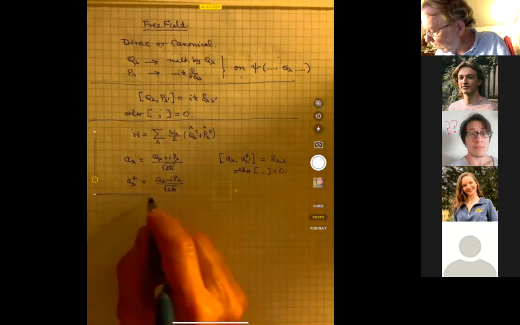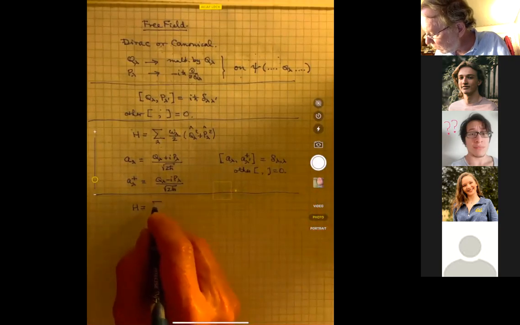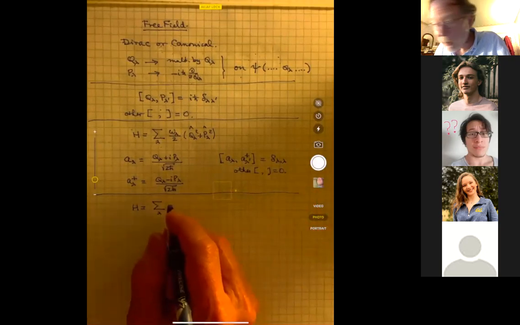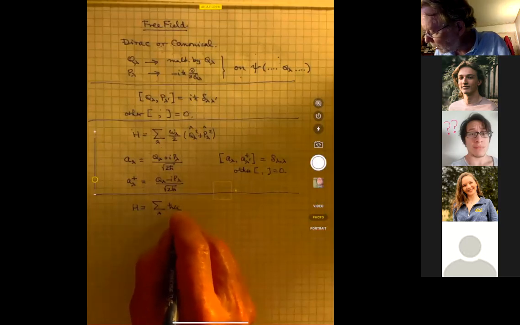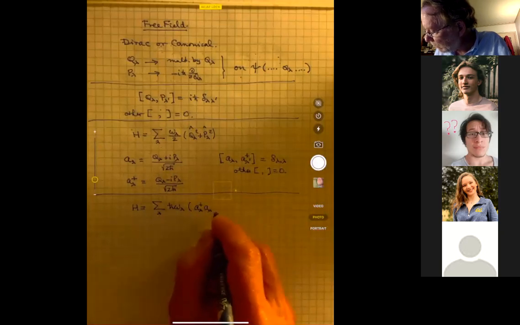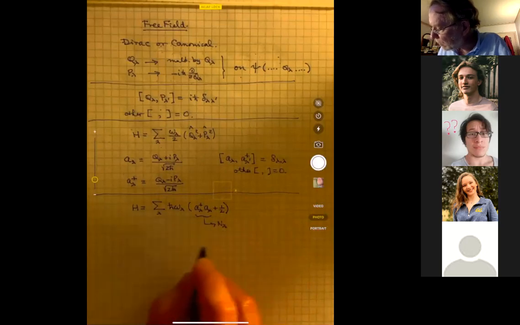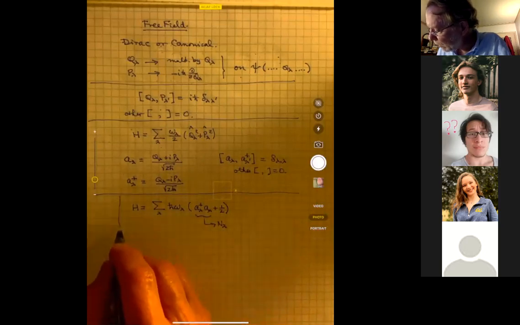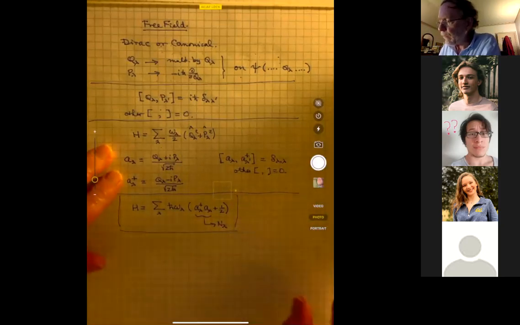And if we follow the same procedure we used last semester, the Hamiltonian turns into a sum on modes lambda of h bar omega lambda times A lambda dagger A lambda plus 1/2, where the 1/2 is the zero-point energy. And by the way, the A lambda dagger A lambda is the number operator, which we might call n sub lambda. It's a number operator for mode lambda. In any case, we get the nice Hamiltonian for the free field.